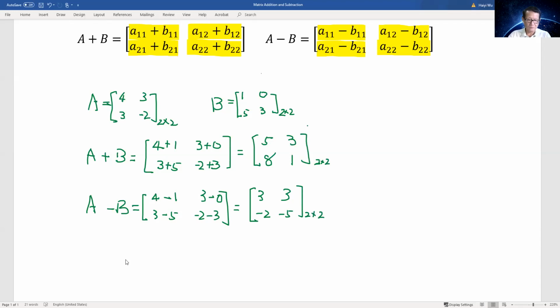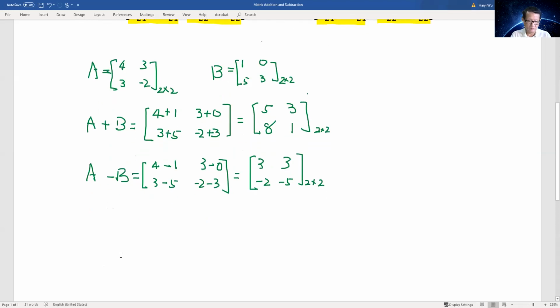So that's the first example. What about B minus A instead of A minus B? If I swap, this time B will be in front, so I'm going to use the elements of B first. B's first row, first column is 1, take away the corresponding element of A, so 1 minus 4. The next one will be 0 minus 3. The next one will be 5 minus 3. And the next one will be 3 minus -2.